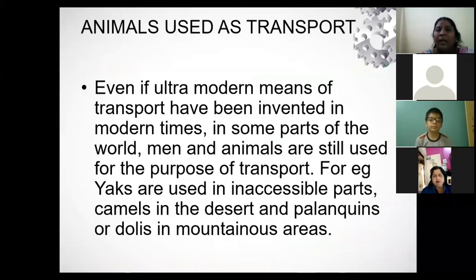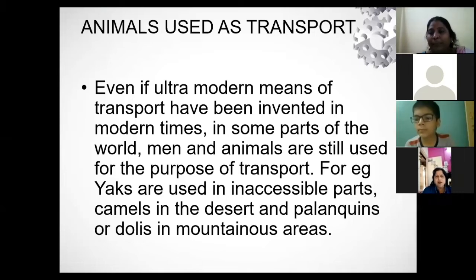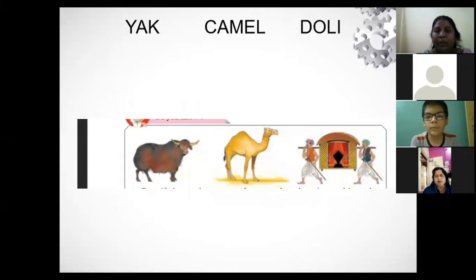Now, animals are still used as transport. Now, you must be asking me how. Even with the ultra-modern means of transport that have been invented in modern times, in some parts of the world, men and animals are still used for the purpose of transport. For example, yaks are used in inaccessible parts, camels in the desert, and palanquins or dolis in the mountainous areas. Now see here. You can see the yak, the camel, and the dolis.